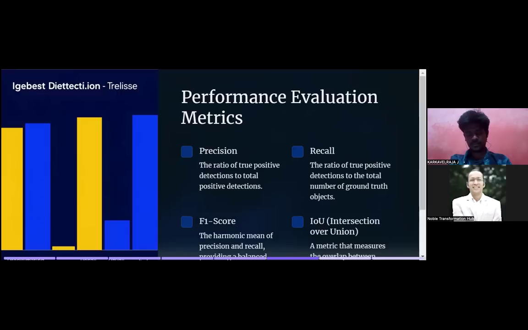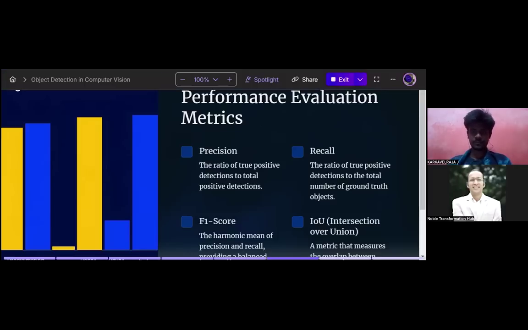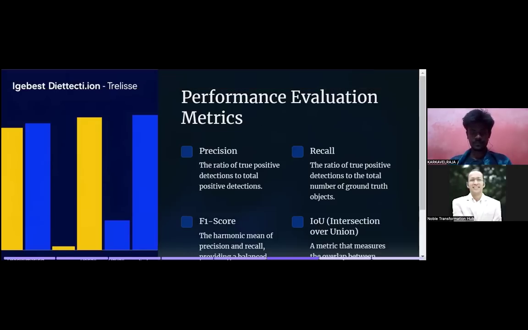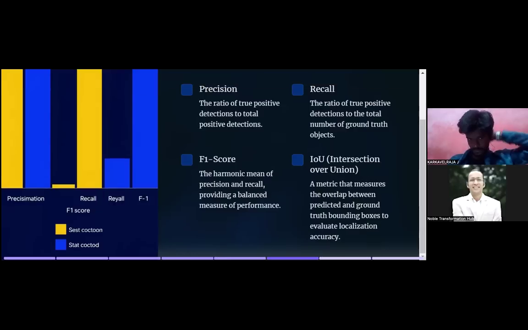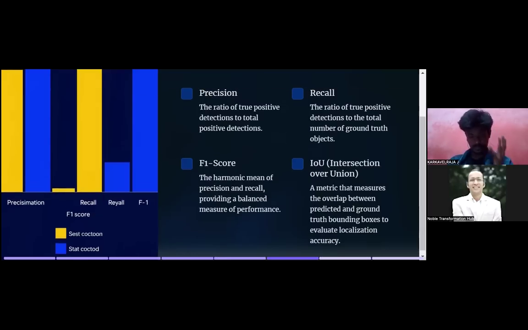So performance evaluation metrics, guys: we have precision, recall, and F-score. We have learned these in machine learning. Precision is the ratio of true positive detections to total positive detections. Like there we have data, here we have images and videos. Recall is again the ratio of true positive detections to the total number of ground truth objects. So here the data is different, the concept is the same. F-score is again the harmonic mean of precision and recall, providing a balanced measure of the performance.